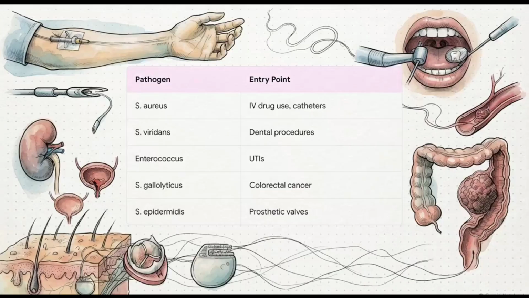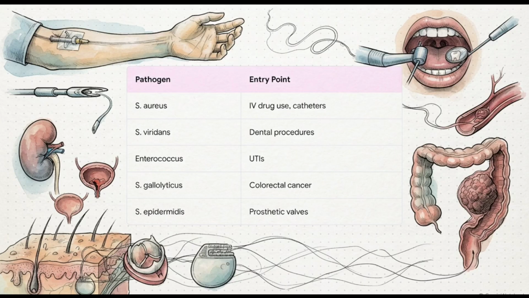It's wild. As for the rest of the gang, they each have their own preferred entry points. Staph aureus usually gets in through skin breaks, IV drug use, or catheters. Strep viridans is just part of your mouth's normal flora, meaning even a mundane dental procedure can let it slip right into your blood. Enterococcus breaches the walls through UTIs or genitourinary procedures.